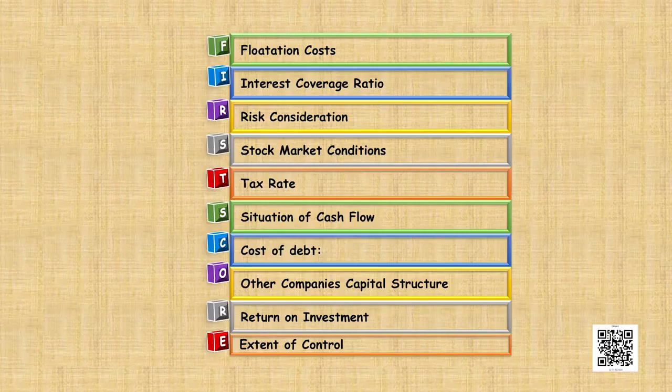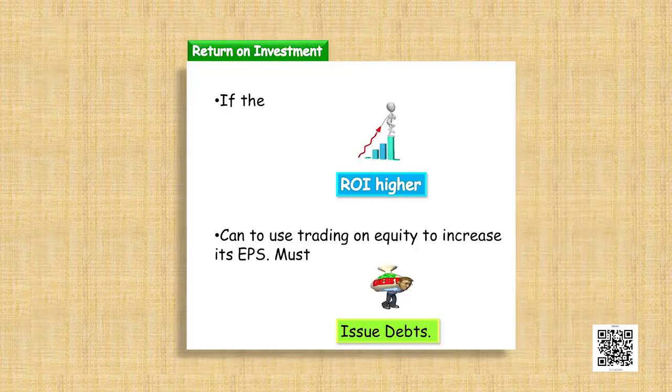So, this will help the company to be at par with the other companies. Now, let us move ahead and discuss return on investment. If the return on investment is higher than the rate of interest, then the company can use debt and can practice trading on equity. This would increase the earning per share.